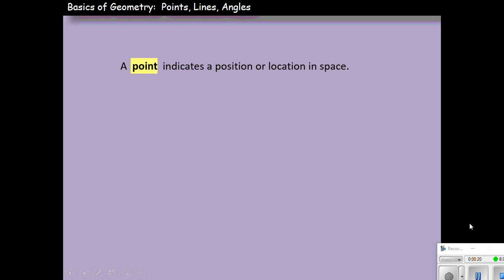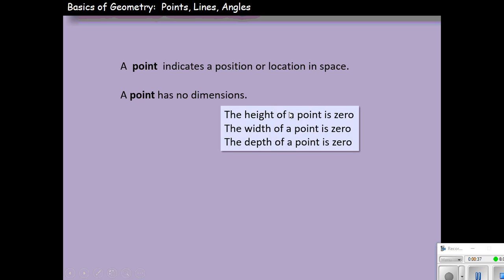Okay, first off, a point is not an object. People tend to think of a point as like a ball or a marble, but it's not. A ball might be 2 inches wide or 1 centimeter across. A point, on the other hand, has no dimensions. It's just a location. No length, width, height, depth, none of that. A point just gives you a location for something.